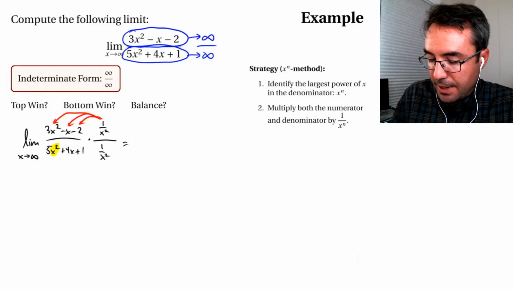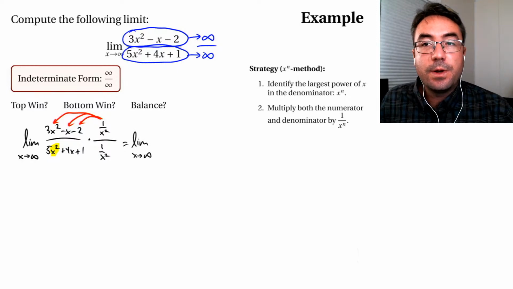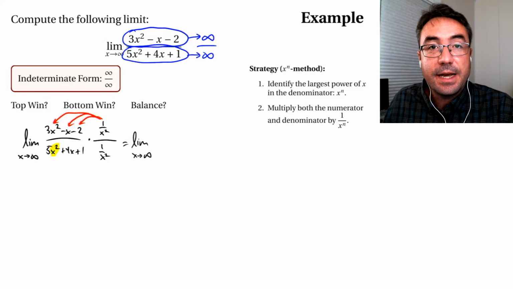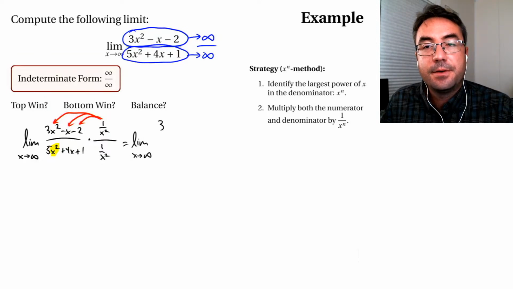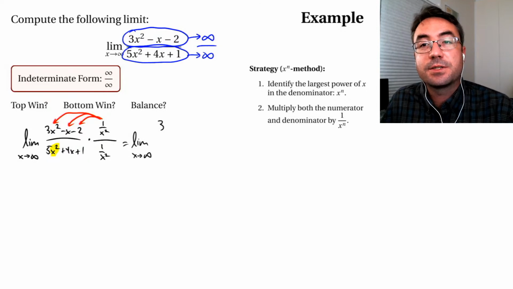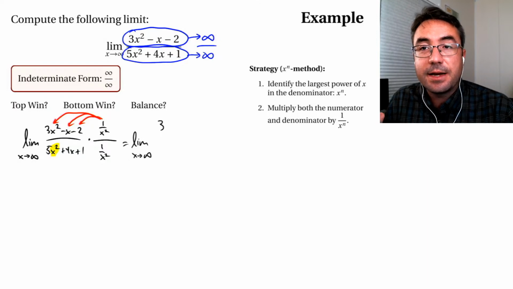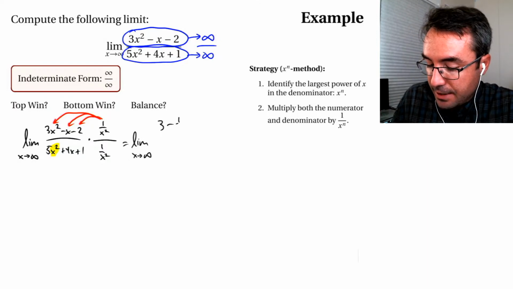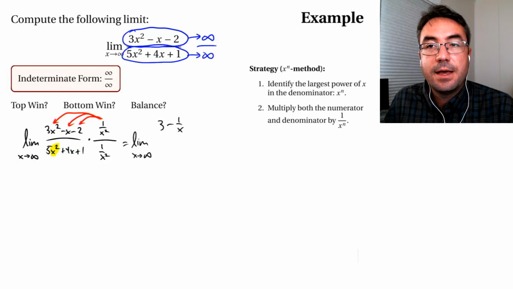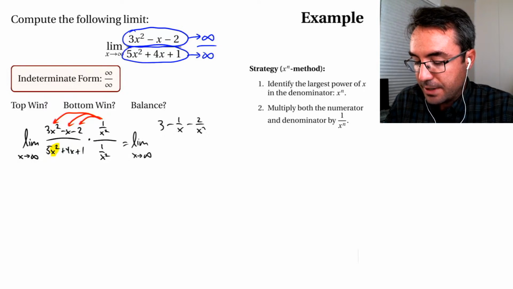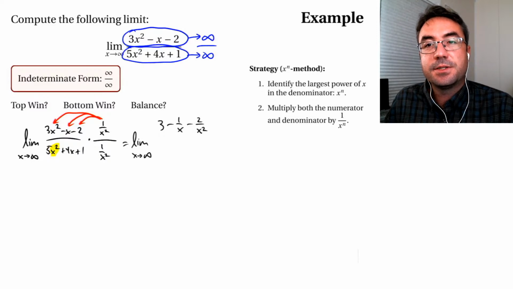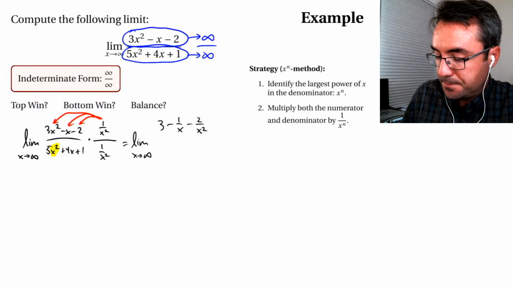When we multiply 3x squared with 1 over x squared, the x squareds cancel and we're just left with 3. When we multiply the negative x with 1 over x squared, some of the x's cancel and we're left with negative 1 over x. And finally, when we multiply it with the negative 2, we have negative 2 over x squared. So that's just multiplying out the numerator.